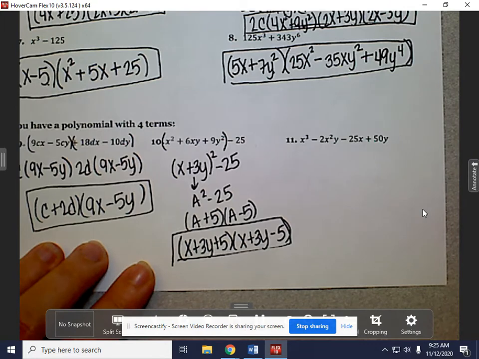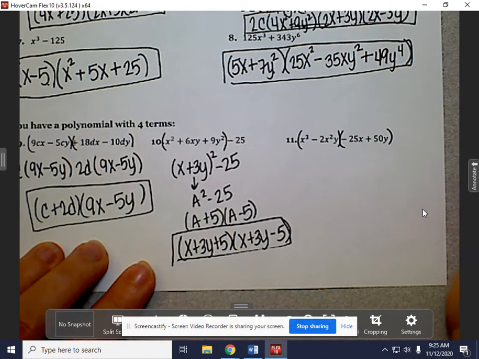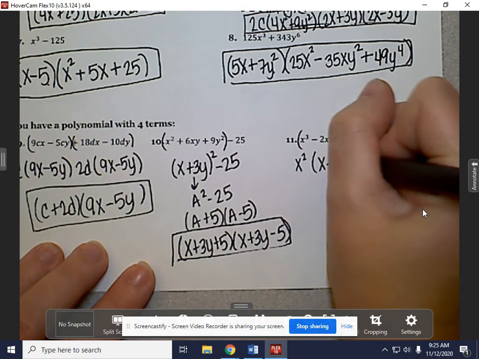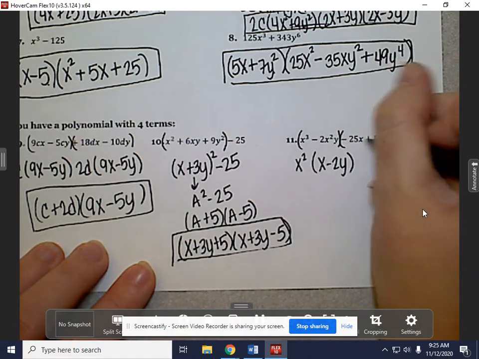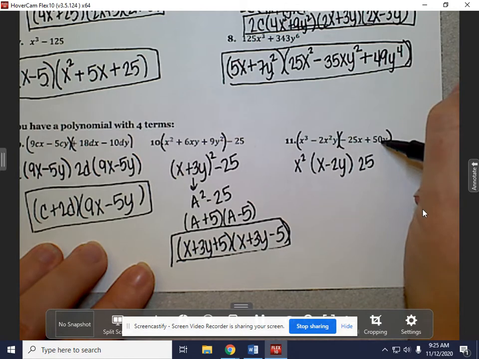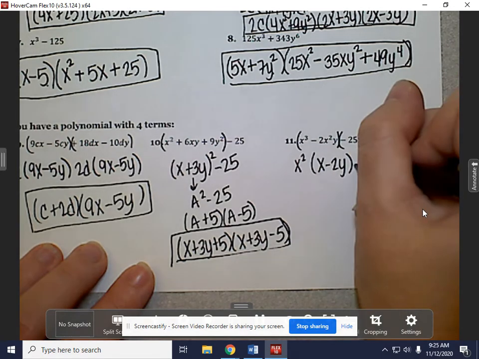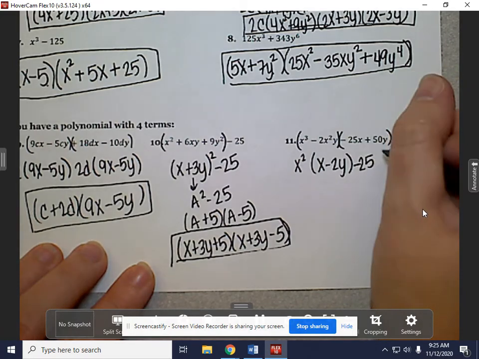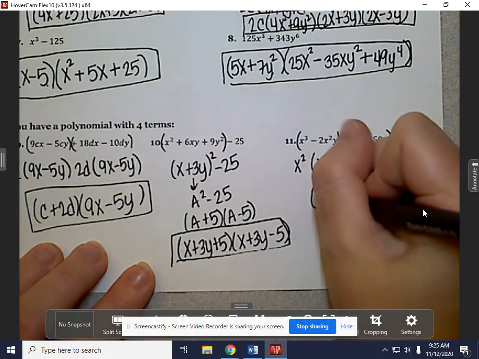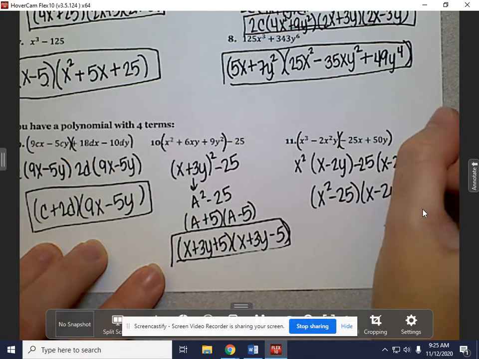This one, I'm just going to try my normal grouping. If that doesn't work, we will figure something out. So this has x squared in common, and I'd be left with x minus 2y. This has 25 in common, but what I notice is, remember, I need my signs to be the same. So since this is positive, negative, I need to switch the signs of those. So I'm going to make that a negative 25, and I'll be left with x minus 2y. When I put it in factor form, that would be x squared minus 25, x minus 2y.